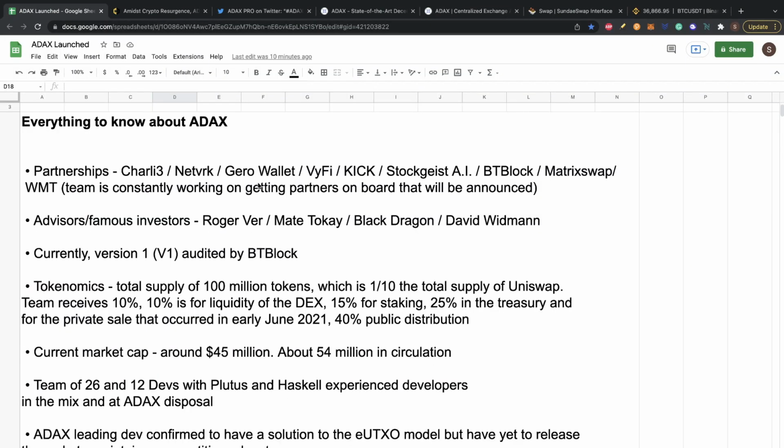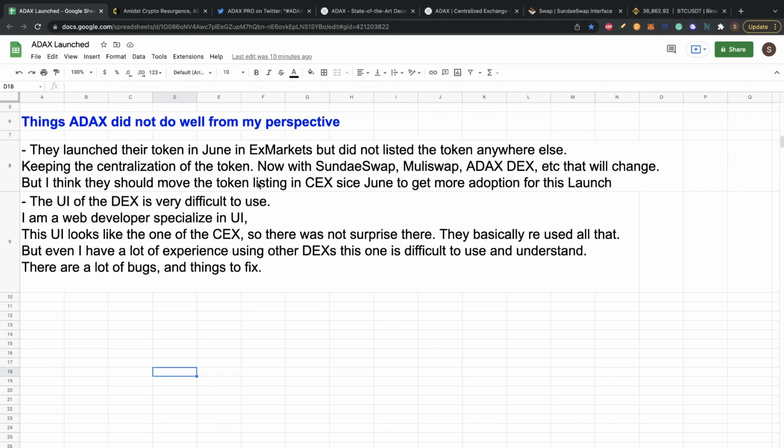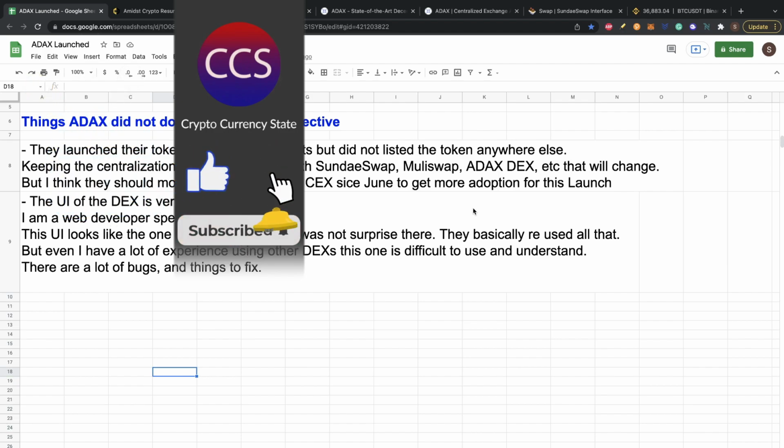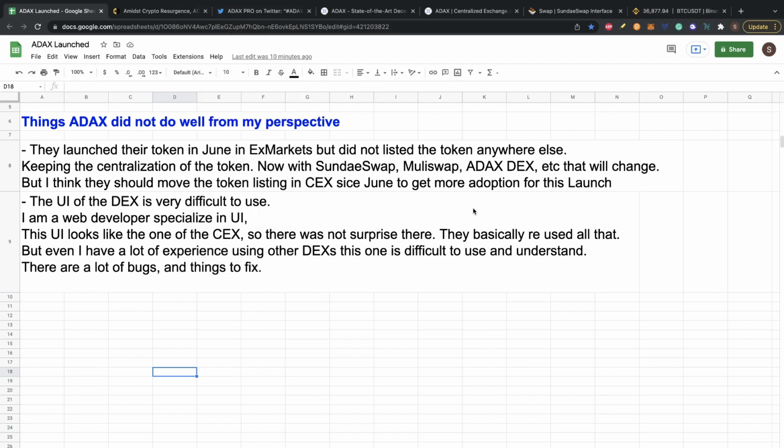So what happened with the launch? Well, from my perspective, the thing that ADAX did wrong until now is that they launched the token in June on X market, but didn't list the token anywhere else, keeping the centralization of the token because the ADAX company has tight vinculation with X market. So now with Sunday Swap, MuleSwap, ADAX DEX, etc., that will be changed. But I think they should have moved the token listing to central exchanges like KuCoin, Gate.io, etc. since June to get more adoption for this launch. And they didn't do that.